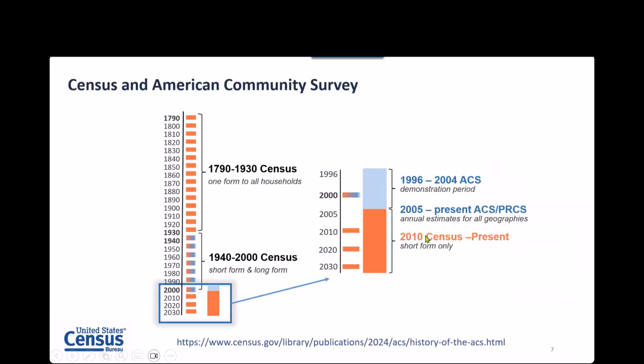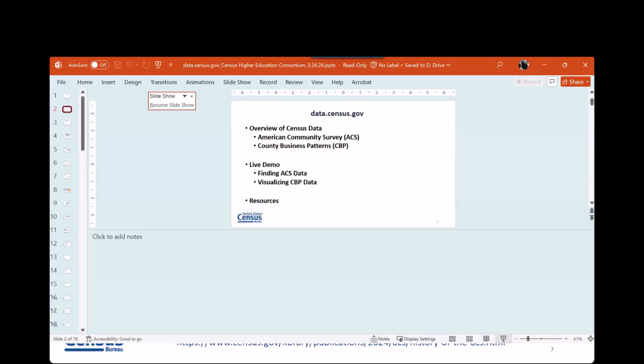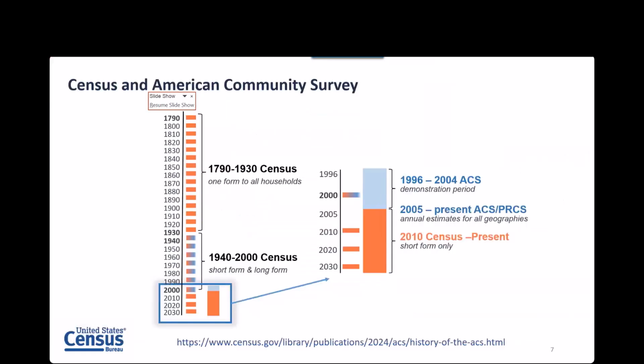Okay, I wanted to look a little more closely at the decennial census and the American Community Survey. So we're going to look at a little bit of census history to understand what the ACS is and why it exists. So the first census of the U.S.